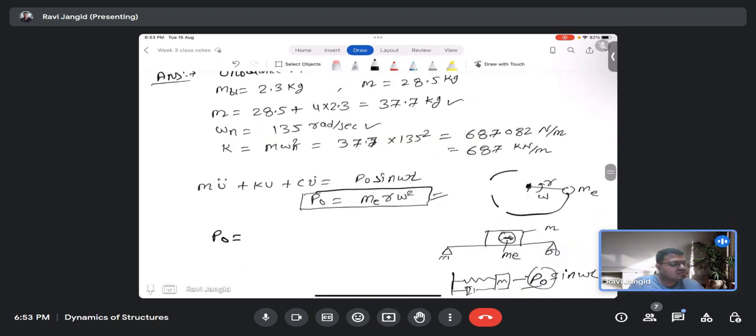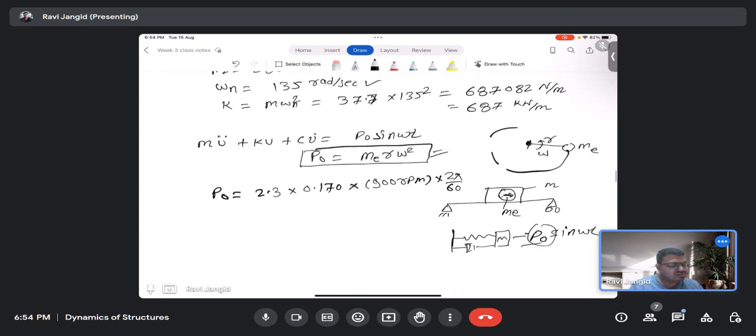Okay. So m is given as 2.3, r is given as 170, and we need to write it in SI units, so it is 0.170. And omega is given as 900 rpm. To convert rpm into radian per second, I need to multiply with 2 pi by 60. So can you tell me what the p naught is?